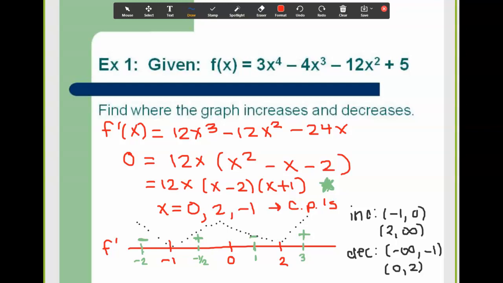This first derivative test also shows me where the extrema of the original could be. So negative 1, as you can see, goes decrease to increase, so it would be a local min. 0 is a local or relative max. And 2 is a local min, because once again, it goes from decreasing to increasing.